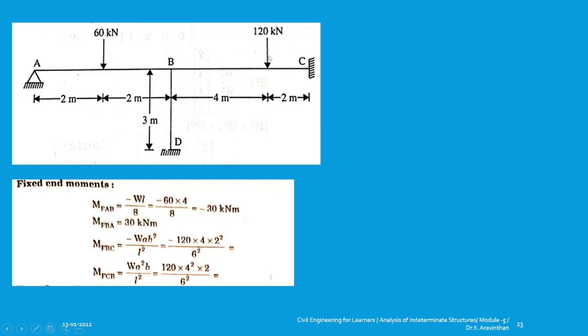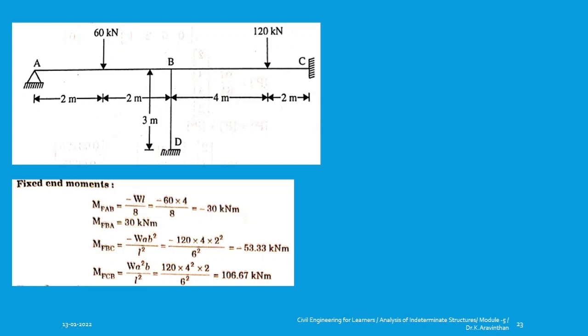And if you have a point load not acting at the center, you have W a b square by L square, where a is 4 meter and b is 2 meter, W is 120. If you divide by L square, where L is 6, you will get MFBC as minus 53.33 and 106.67. So this is B to C and C to B. Whereas in case of B to D, you don't have any load, hence there will be no moment.